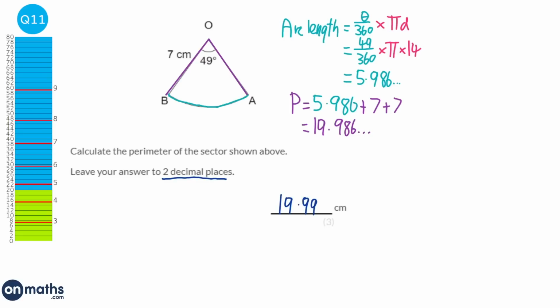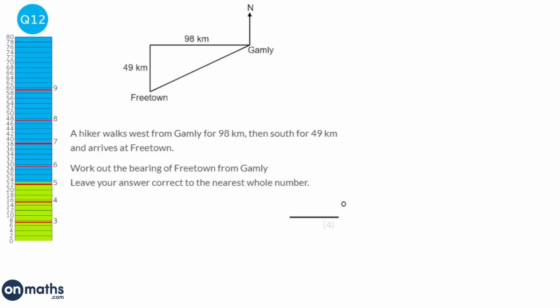19.99 centimetres. So we're asked to find the bearing of Freetown from Gamley, so that is this angle here. And so what we're going to do is find this angle, and this will obviously be 90 degrees because the hiker walked west, and it's against the west line and the north line, so it's definitely 90 degrees. So we can work out what the bearing is if we know that angle inside the triangle.